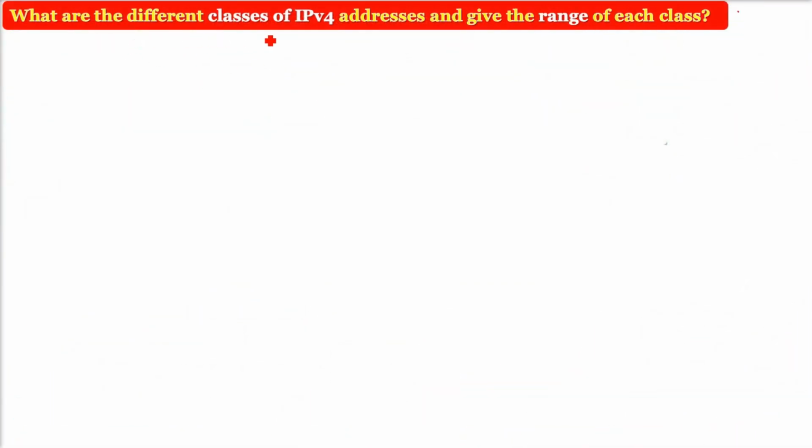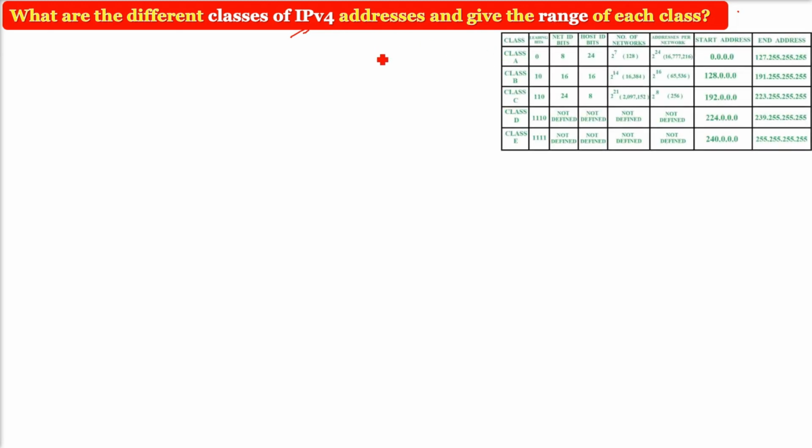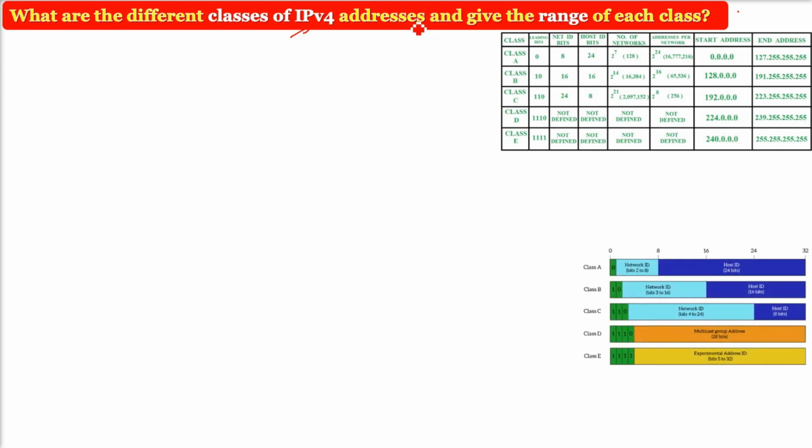What are the different classes of IPv4 addresses and give the range of each class? IPv4 addressing scheme. How many classes are there that we have to answer, and the range of each class? So before we go ahead, there are two schemes, IPv4 addressing scheme and IPv6 addressing scheme.